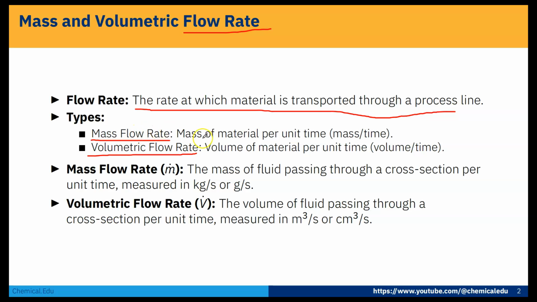Mass flow rate means mass of material per unit time. So mass per time is mass flow rate. Volume of material per unit time, so volume per time is volumetric flow rate.